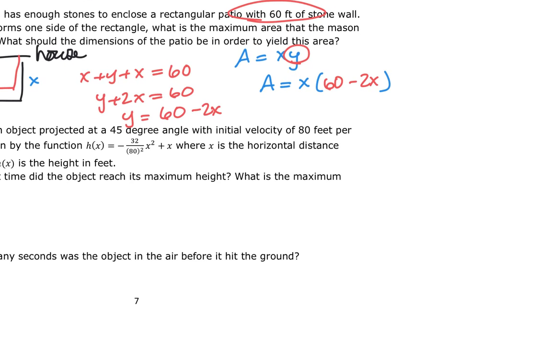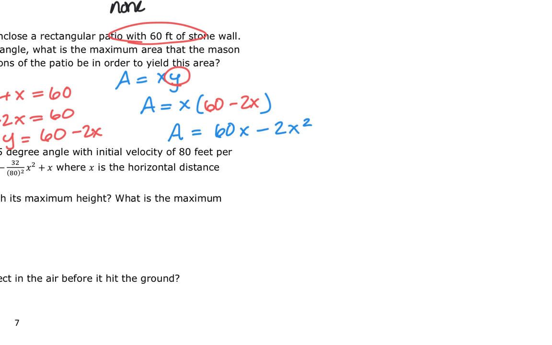Let's multiply this through, and I get the area is equal to 60x minus 2x squared. Now, if I rewrite this in the appropriate form, which is negative 2x squared plus 60x, this is a quadratic shaped like that. And we know when it's shaped like that, the max is going to happen at the vertex. So all I have to do is find the vertex.